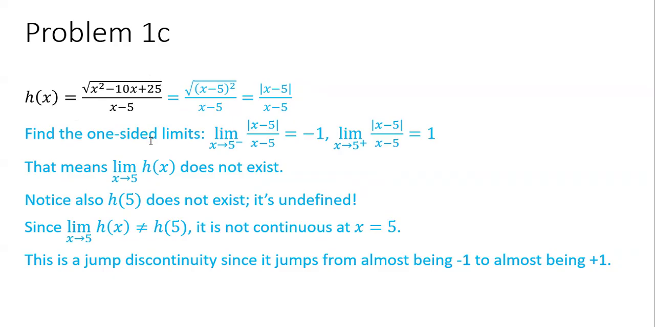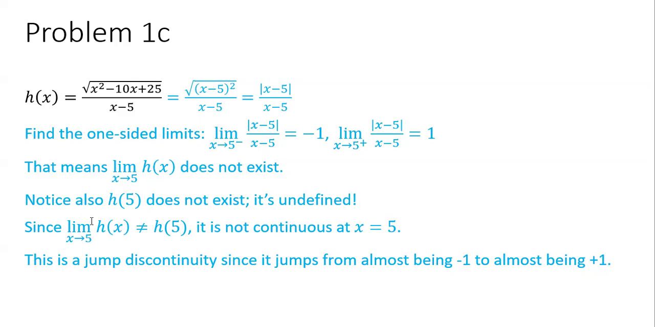Okay, so if we find the one-sided limits, if we approach 5 from the left, it would be negative 1. If we approach 5 from the right, it would be 1. So the limit does not exist, and similar to 1a, how can something that does not exist equal some value? Well, actually, let's word it a little differently, because h of 5, notice, also does not exist. It's undefined at x equals 5. So that's why I'm backtracking. Does not exist equal does not exist, so it doesn't quite work like that.